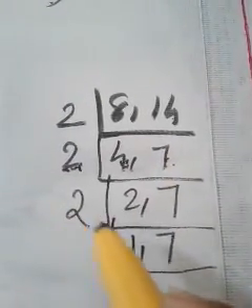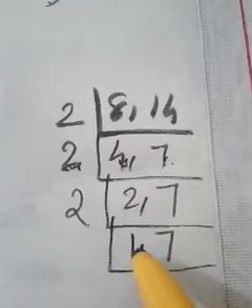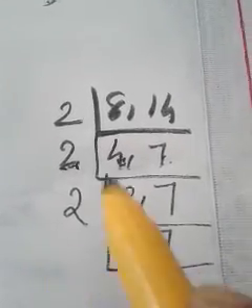Then which number? Whether 2 is possible? No, because I cannot divide 1 with 2, I cannot divide 7 with 2. So the role of 2 is finished.